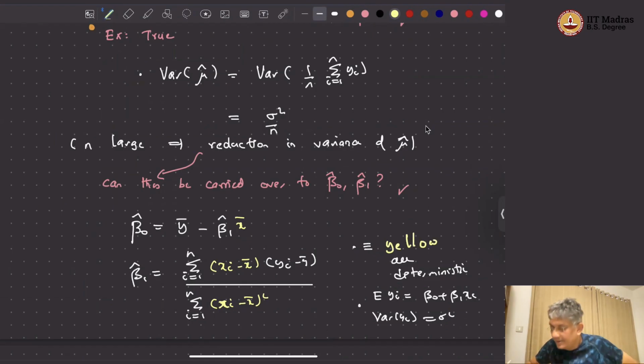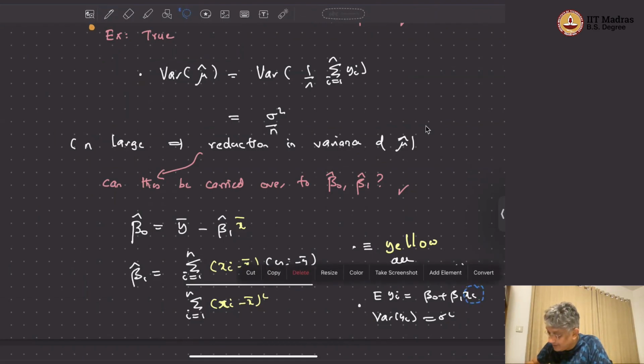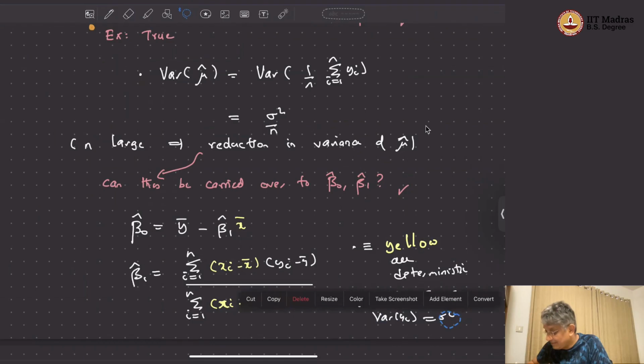And I'm going to assume that the mean of the yi is beta naught plus beta 1 xi, right? And the variance of yi, I'm going to assume, is known as sigma squared. That's the model I'm assuming. So now, given this, can I give an interval for beta naught hat and beta 1 hat?